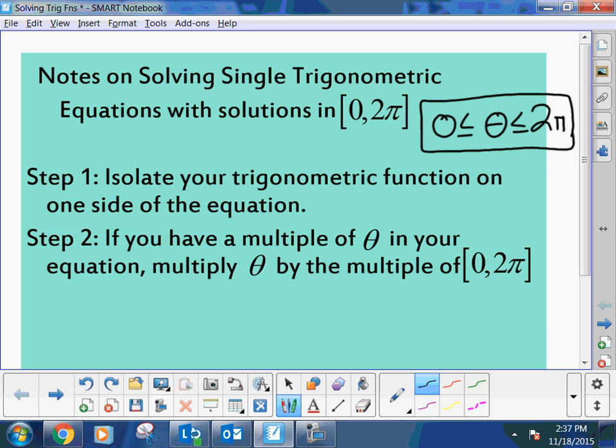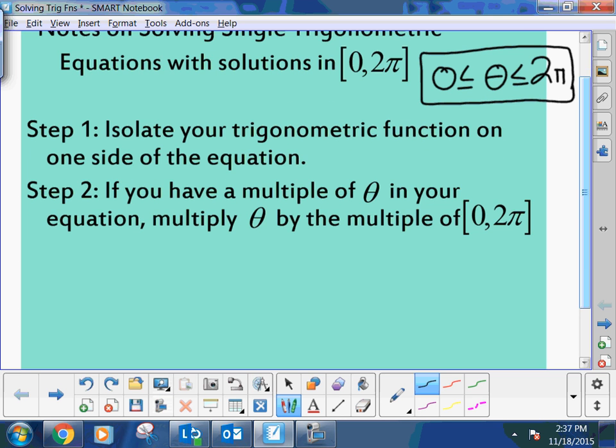So like this next part, you see where it says step 2? When we work with these, we're going to isolate the trigonometric function. Actually, this portion, step 1, is pretty easy. Step 2, if you have a multiple of theta, then you have to multiply theta. Let me give you an example of what they're trying to tell you.